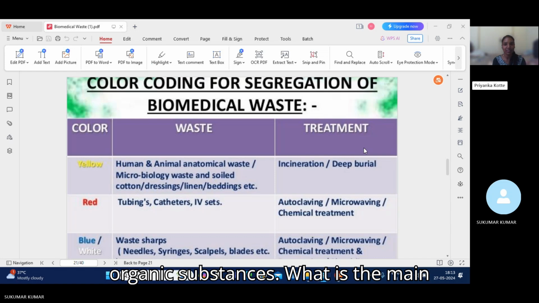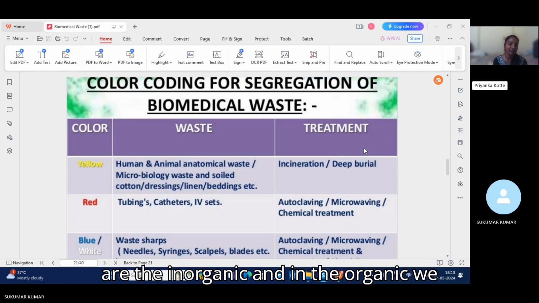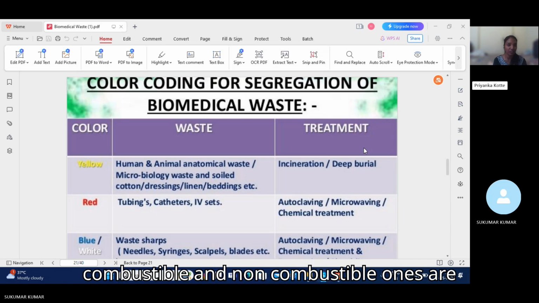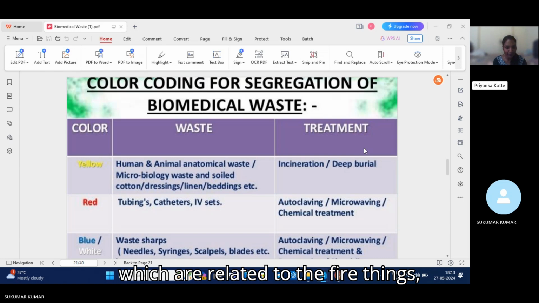What is the main difference between organic and inorganic substances? The larger molecules are organic and the smaller molecules are inorganic. Chemically, organic contains carbon, and inorganic doesn't contain carbon. Combustible and non-combustible are related to fire, the material which goes under the fire. This is about incineration.